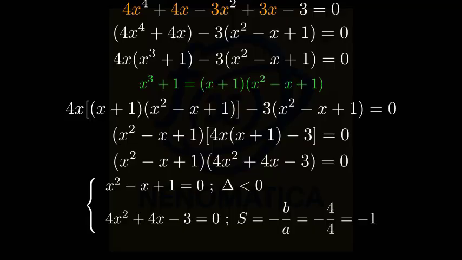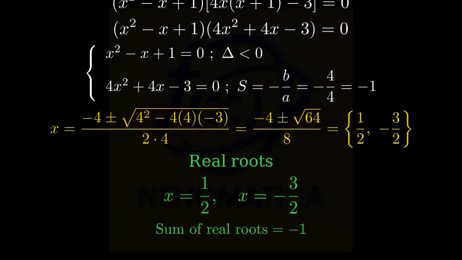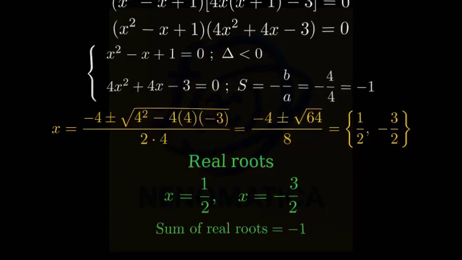For the second quadratic, we highlight that the sum of its roots equals negative b over a, which is negative 1. To complete the picture, we can also compute the individual real roots of the quadratic 4x squared plus 4x minus 3 equals 0. Using the quadratic formula gives x equals 1/2 and x equals negative 3/2. Their sum is indeed negative 1.